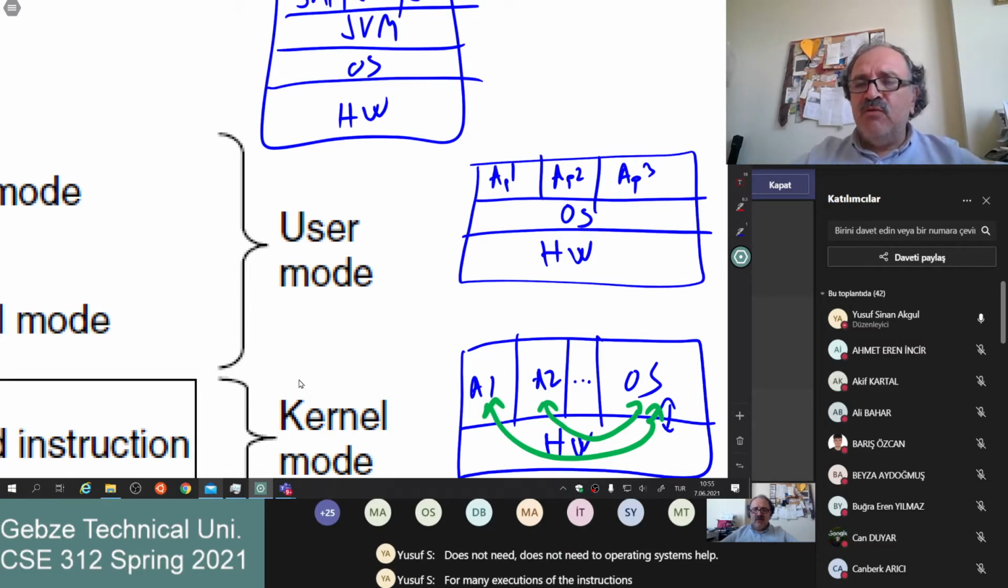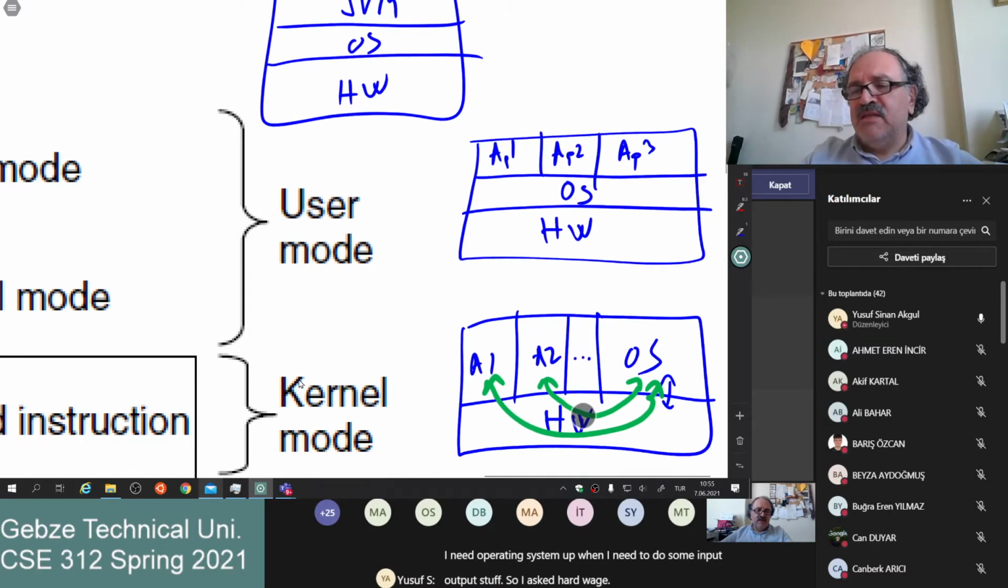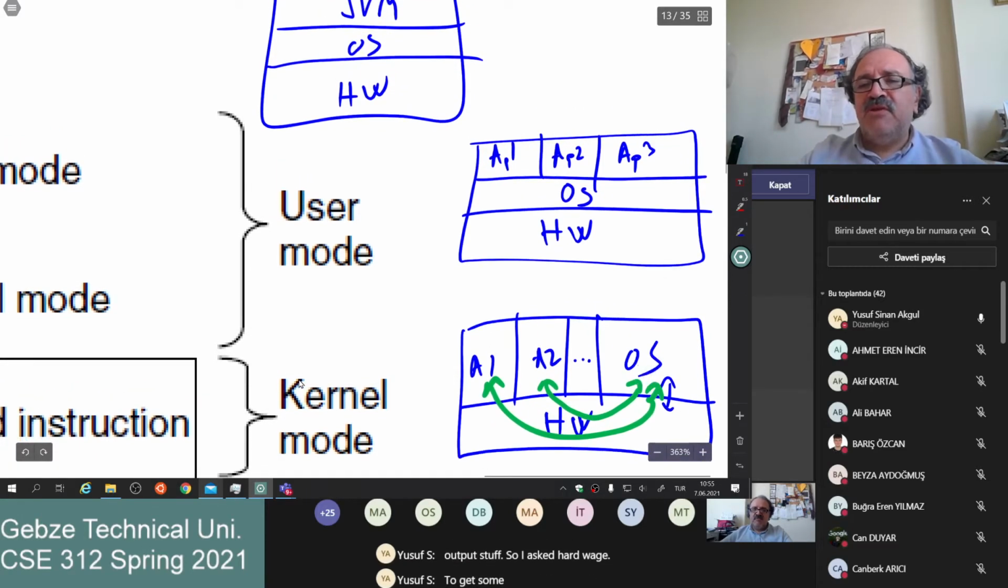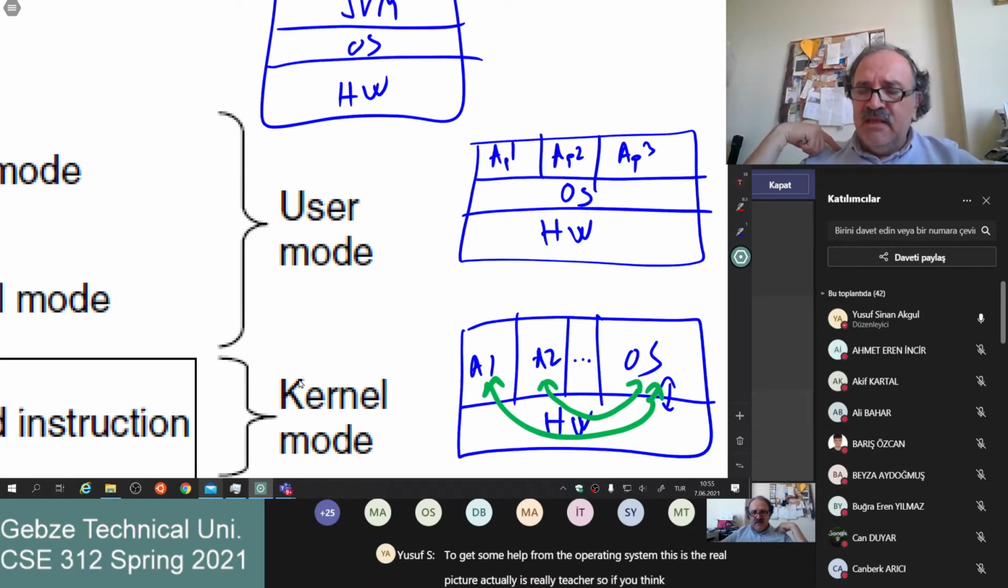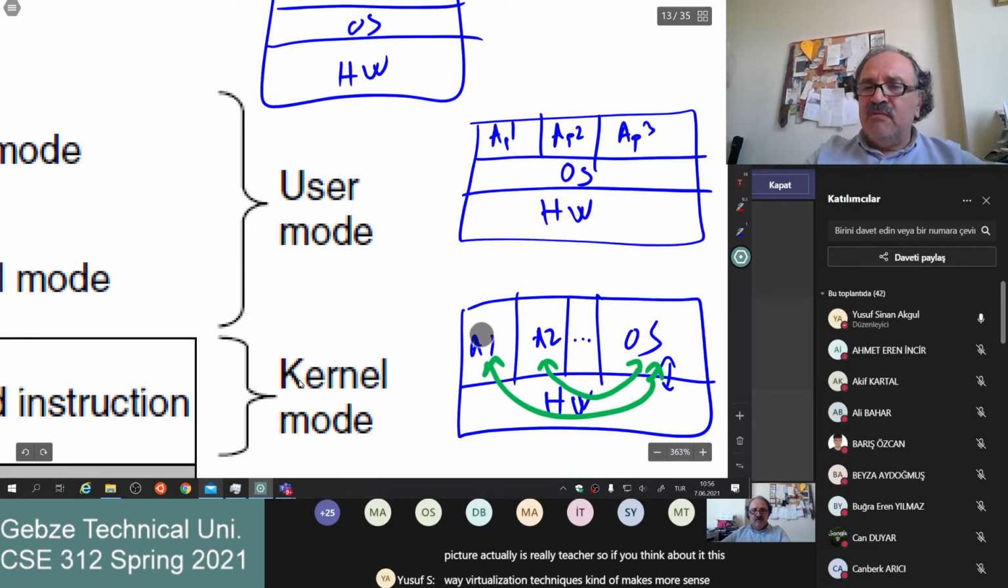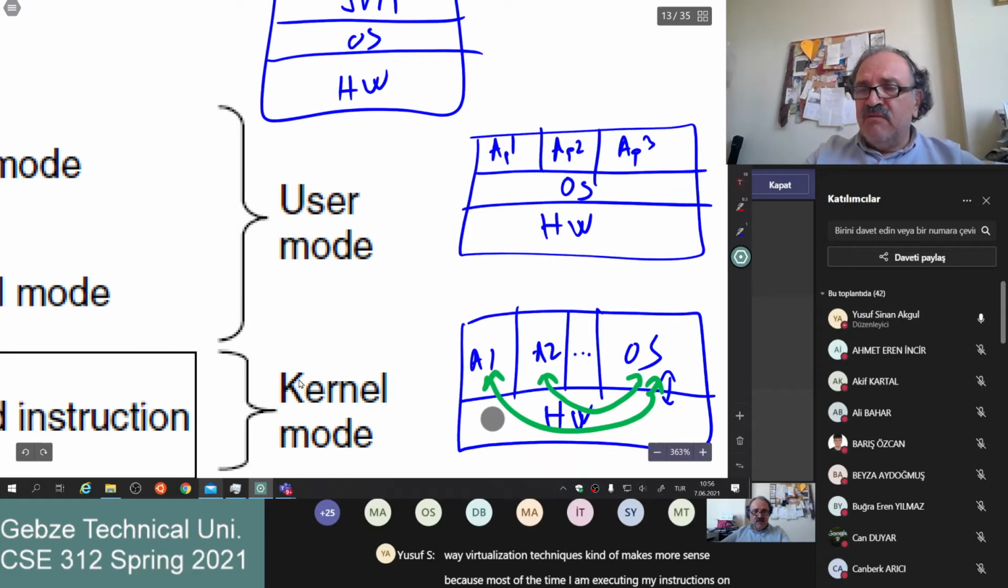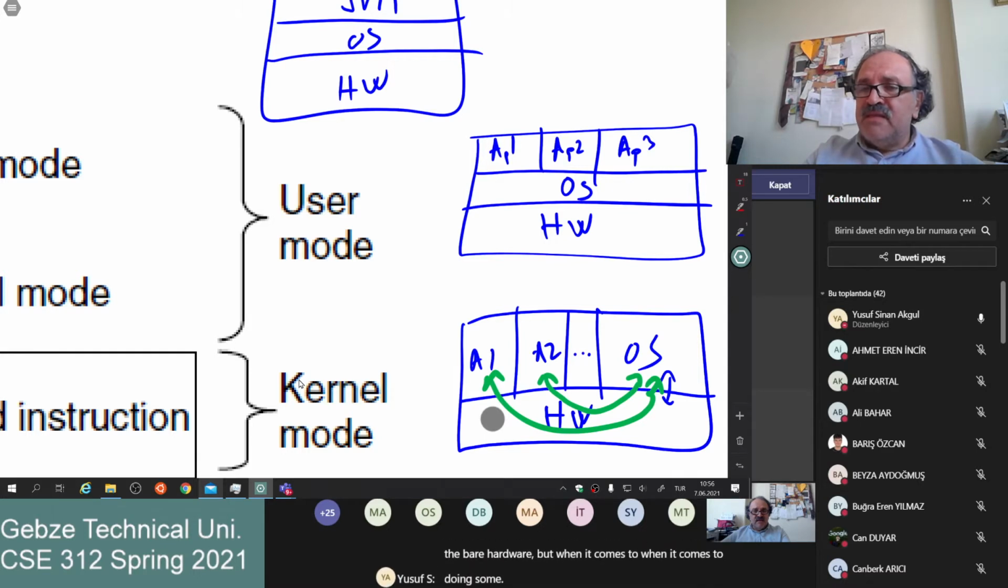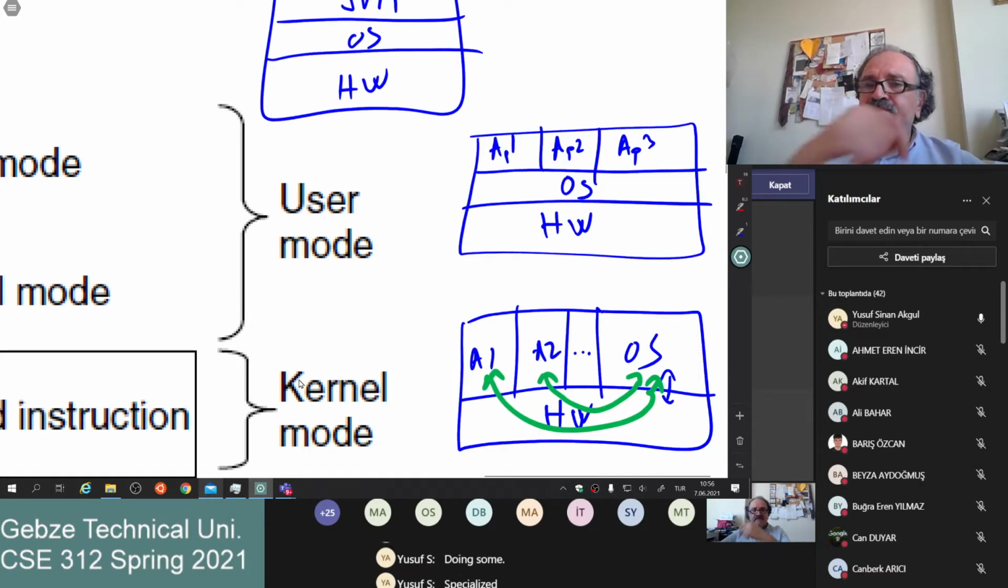When do I need the operating system's help? I need the operating system's help when I need to do some input-output stuff. So I ask the hardware to get some help from the operating system. This is the real picture actually. So if you think about it this way, virtualization techniques make more sense, because most of the time I am executing my instructions on the bare hardware, but when it comes to executing some specialized instructions, I need the operating system's help.